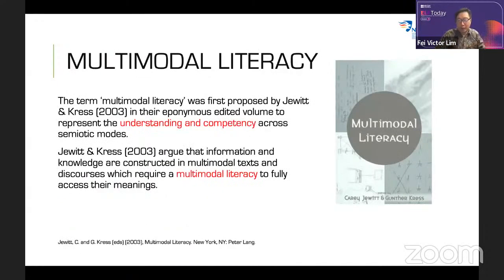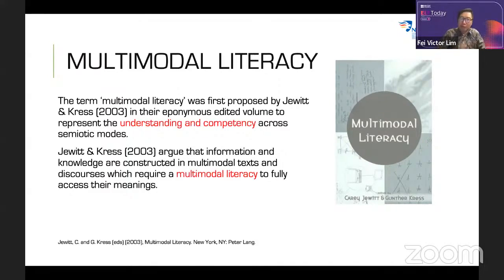The term multimodal literacy was proposed by Carey Jewitt and Gunther Kress in their book, Multimodal Literacy, to represent the understanding and competency across semiotic modes. They argue, of course, that information and knowledge are constructed in multimodal texts and discourses, which require a multimodal literacy to fully access their meanings. And more importantly, is to think about how the shifts in meaning representation change the meaning made.